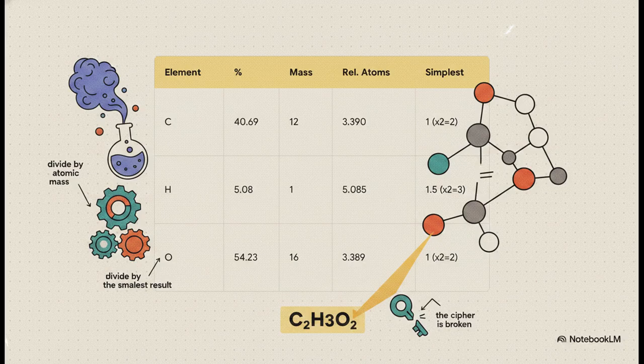We start with raw percentages of carbon, hydrogen, and oxygen in some unknown organic substance. First, we just divide each percentage by the element's atomic mass, so that's 12 for carbon, 1 for hydrogen, and 16 for oxygen. This gives us the relative number of atoms, or our moles. Then, we divide all of those answers by the smallest result we got, which in this case is 3.389. That gives us a super simple ratio, 1 carbon to 1.5 hydrogen to 1 oxygen. But obviously we can't have half an atom, right? So we just multiply the whole thing by 2 to get clean whole numbers, 2, 3, and 2. And just like that, raw percentages magically distill down into an empirical formula, C2H3O2. The cipher's totally broken.